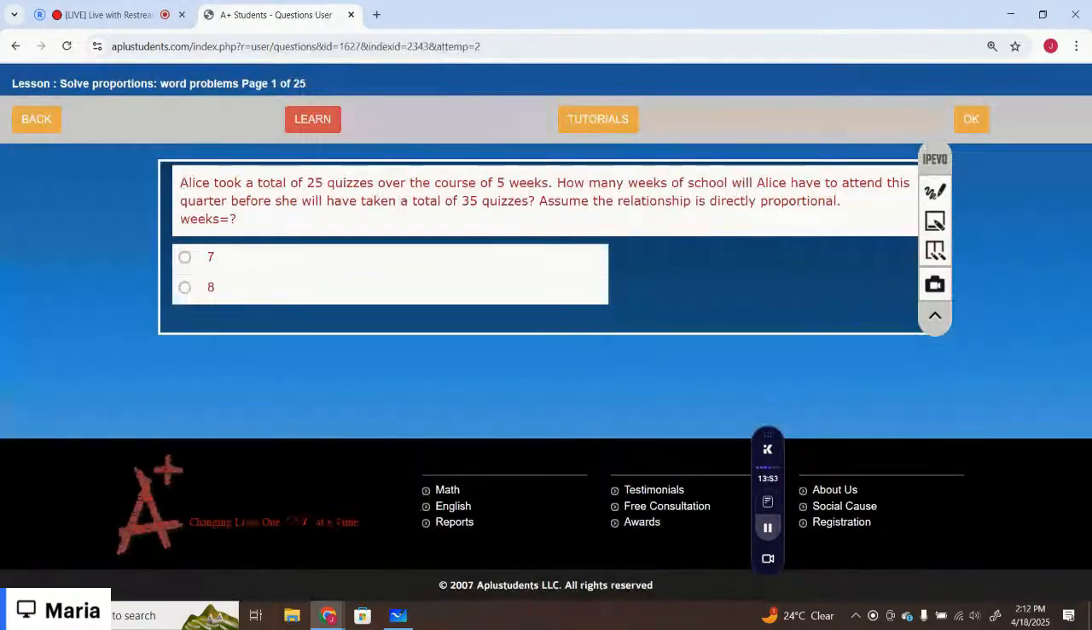Alice took a total of 25 quizzes over the course of 5 weeks. How many weeks of school will Alice have to attend this quarter before she will have taken a total of 35 quizzes? Assume the relationship is directly proportional. We need to calculate the weeks.